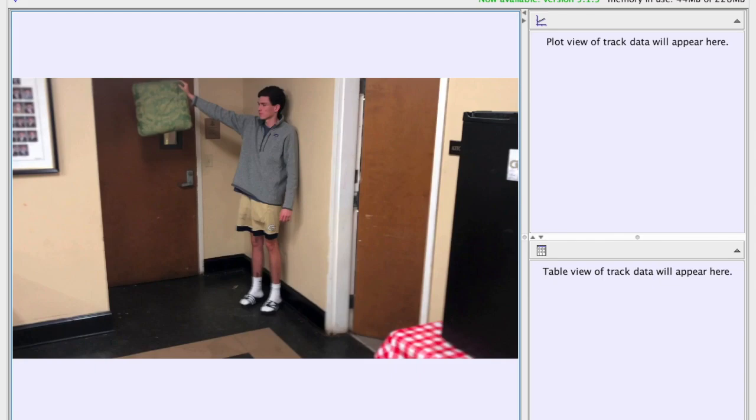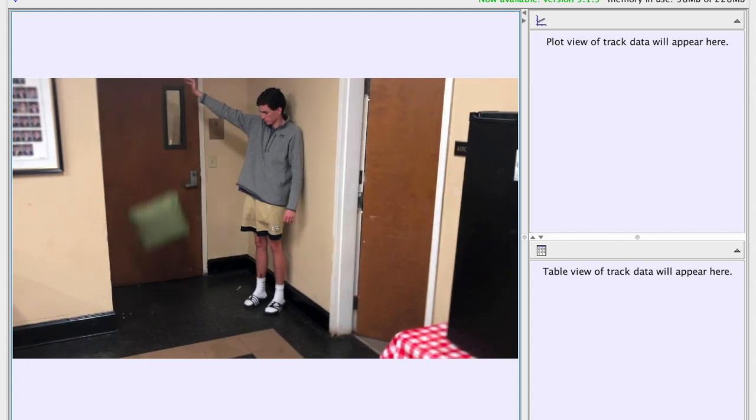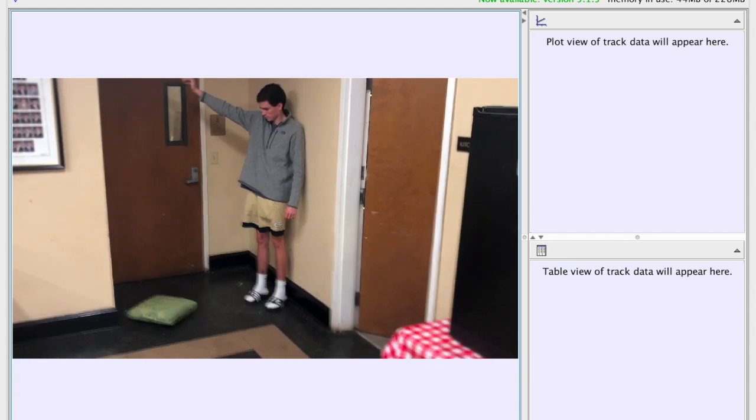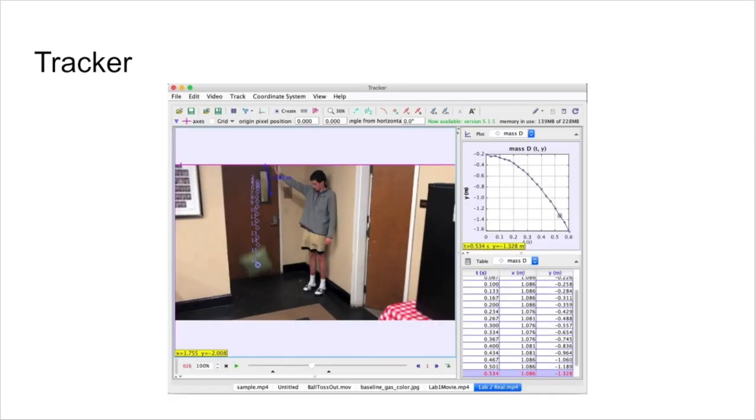Here is the video of me dropping the pillow in Tracker. Using Tracker's point mass feature, I was able to track the motion of the pillow as it fell through the air. If you look in the top right, you can see the position versus time graph in the y direction. Below that, you can see the data with the x and y data. However, we are only worried about the y for the purposes of this lab.